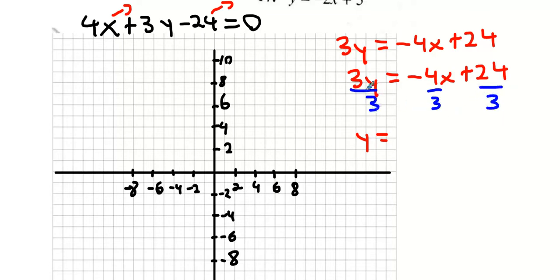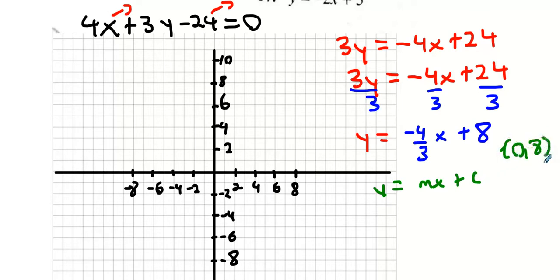3y divided by 3? Y. What's the second one then? And 24 divided by 3? 8. Now stop there. What did we say this means again? What does the 8 mean at the end? It means the y-intercept. Where's the y-intercept then? 0, 8. You've got a point already. Everybody cool with that? You've got 1 point already.